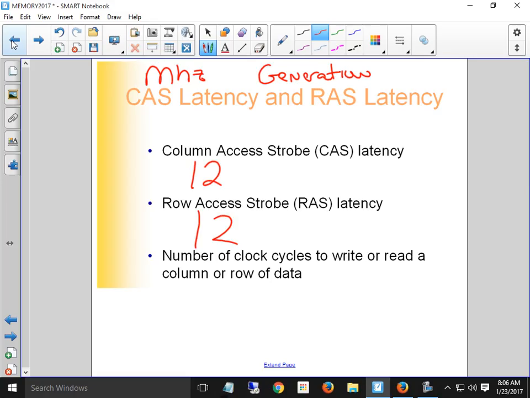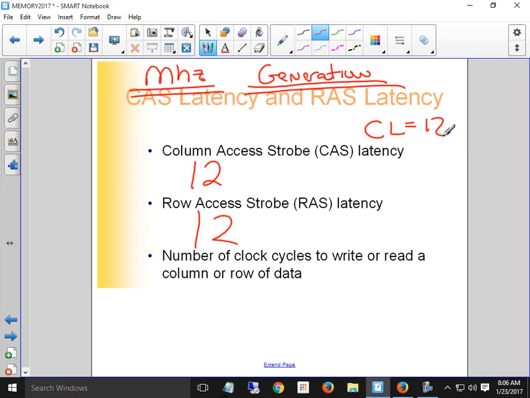Okay? So if I take two sticks that have the same speed in megahertz and are the same generation, the only other way I can see which one is faster is to look at the CAS or the RAS, one of those numbers. And usually you see something like CL, or CAS latency, equals 12. You usually don't get both of those on the stick, because they're almost always the same. But that gives us one more way to compare.